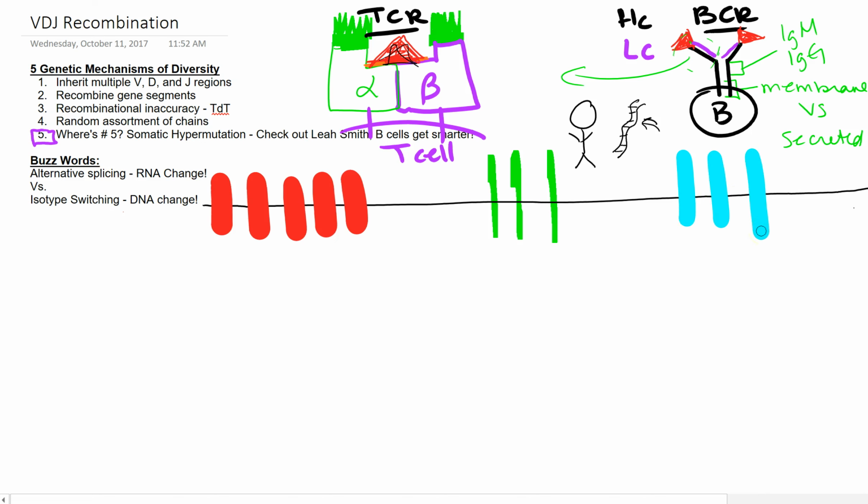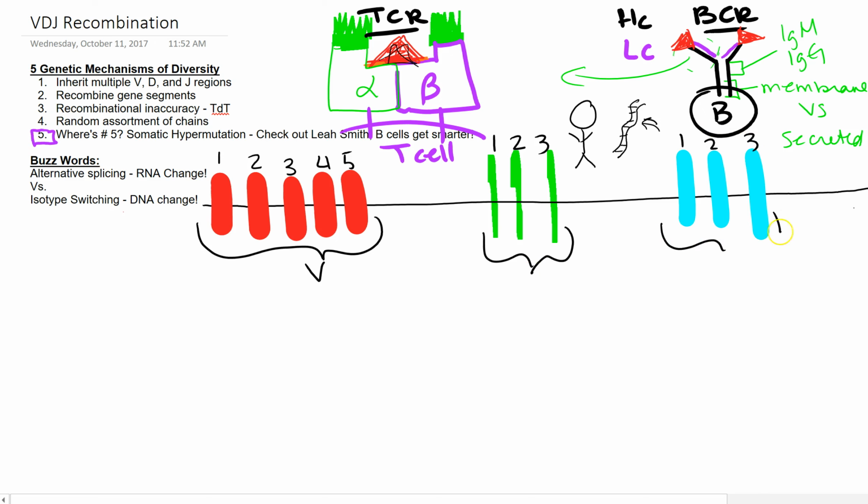Okay? So when we think about how many we have, this is V1, 2, 3, 4, 5, because these are all of our V genes. And this is D1, 2, and 3. These are our D genes. And this is J1, 2, 3. These are our J genes.